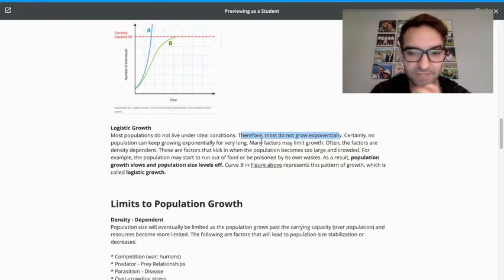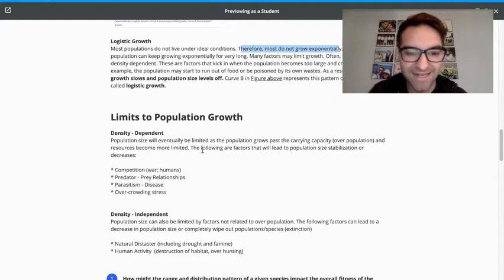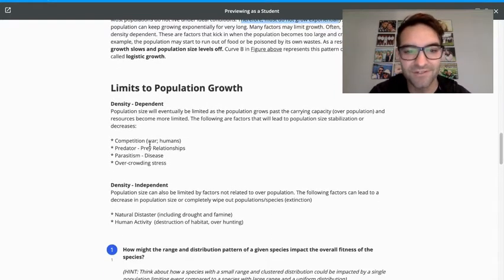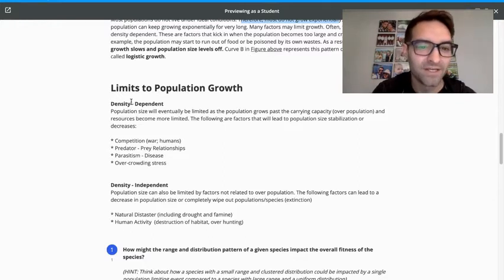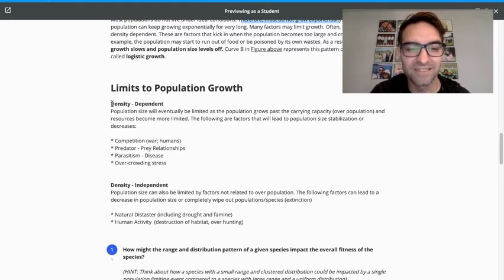Okay, so good. Now, looking at this, I kind of just touched on it. There's a few factors that are going to be limiting to population growth, and they're very important and they're very present, right? So there's only a few that we really are going to focus on, but they can wipe an entire species out. So they're kind of big. So the first category is what's called density dependent. So if you're thinking about density of a population, it's like how many individuals are in a certain area. That's the density. And so really you're looking at the population size will eventually be limited as the population grows past the carrying capacity. So that's what I was just talking about.